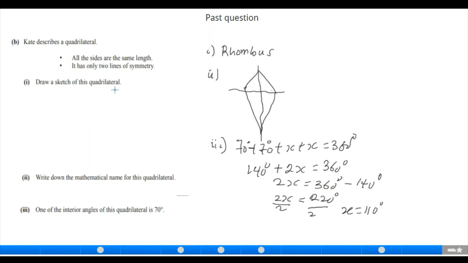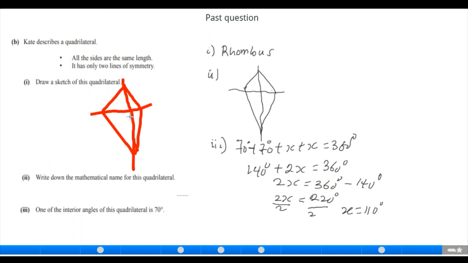So let's sketch the rhombus here. This side we have the same length, and this side too. So we have our symmetry in this form, which is just 2 lines of symmetry. This drawing is just a sketch. Now we are told that we should write down the mathematical name of this quadrilateral. We've done that already. The third part now says that we should calculate the angle if one of the interior angles of this quadrilateral is 70 degrees.